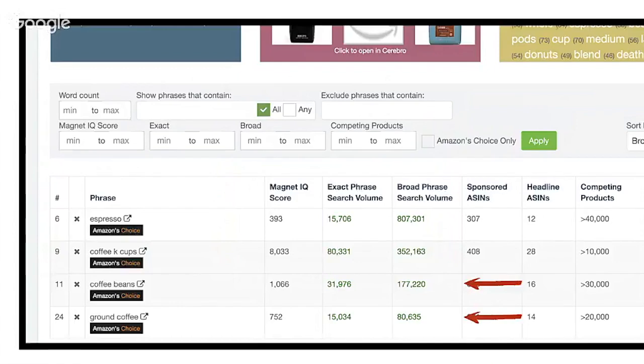That's it. Now with this, look at the search volume. If you go look at this broad search volume, I've got 352,000 searches a month for K-cups.